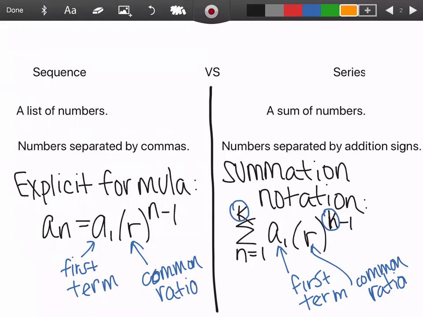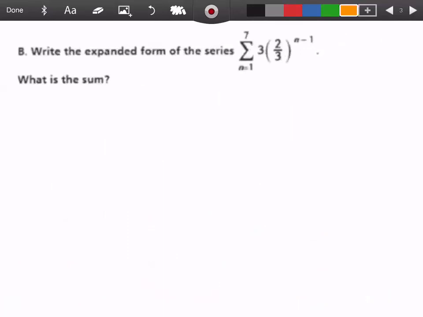So we kind of have a sideways looking m, but it's called sigma. And then we have n is equal to 1, and then it goes all the way up to the kth term. So that's the number signifying the last term in this series. Then the first term, the common ratio is there again. So we're going to be looking at the summation notation in the next example.